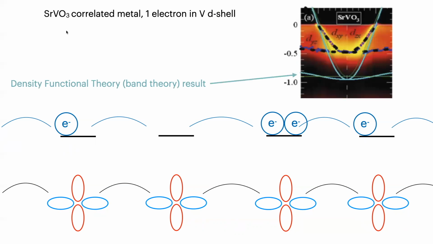Okay, so if you take strontium vanadate, which is a correlated metal with one electron in its vanadium D shell, the density functional theory here in blue gives you much broader bands than what you get in experiment, which are, you can see here, the ARPES spectra.